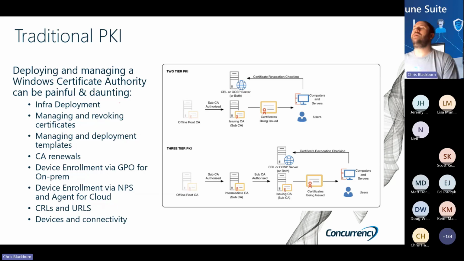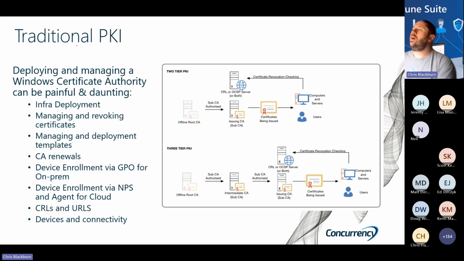Having to manage the infrastructure, managing certificates and revoking, having to manage templates and the CA renewals, pushing GPOs for enrollment, and for cloud-based enrollments, having to deploy NPS, and getting the CRLs and URLs right, which I've seen a lot of PKIs, that's one area that is very much a science rather than an art. And then just devices and connectivity. How do those devices connect to the PKI, especially in a hybrid and remote workforce, without having to have something like an always-on VPN in place?